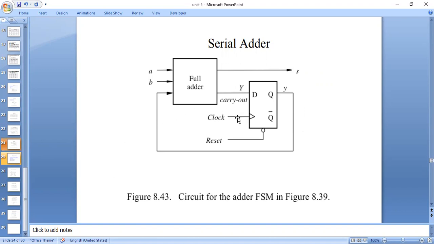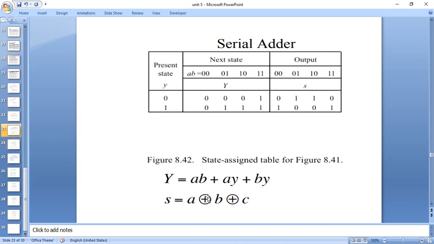Look here, this one is just the block diagram representation. And you can construct from these expressions also, using a single flip-flop and additional gates, you can construct the serial adder, Mealy type serial adder.